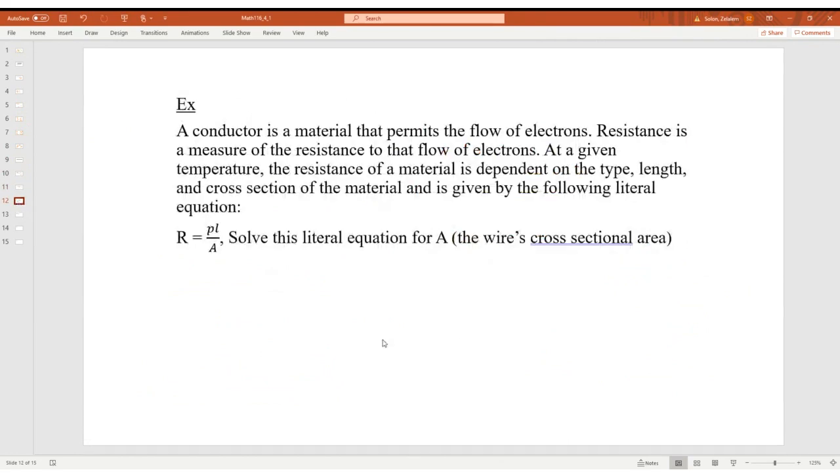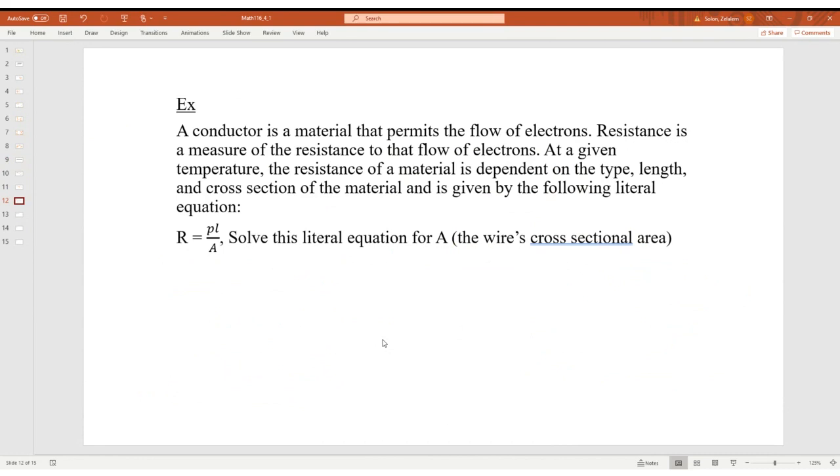The second example says this is a formula. A conductor is a material that permits the flow of electrons. Resistance is a measure of the resistance to that flow of electrons. At a given temperature, the resistance of a material is dependent on the type, length, and cross-sectional area of the material. So P represents the material type. There should be some constant which represents each material. For each material, you have a different P value. L represents the length. A represents the cross-sectional area of the material.